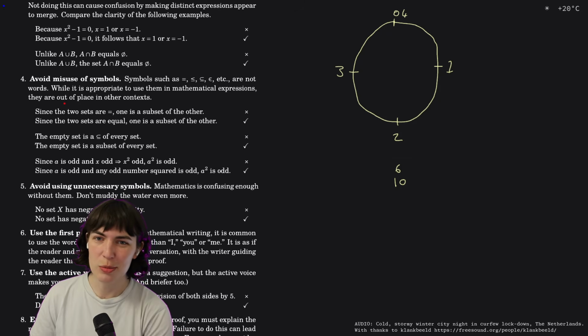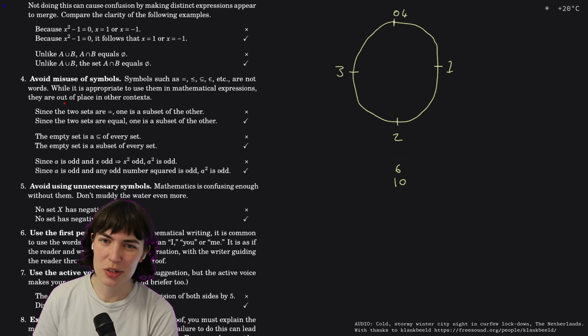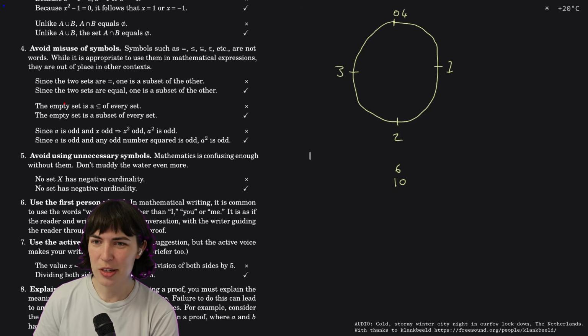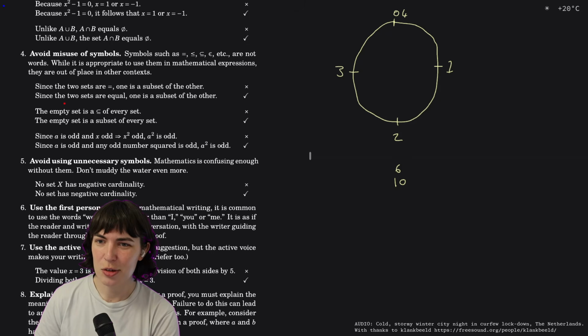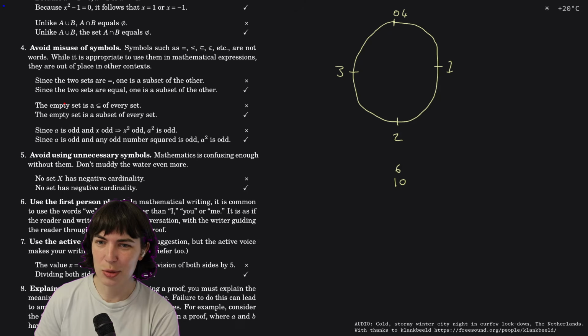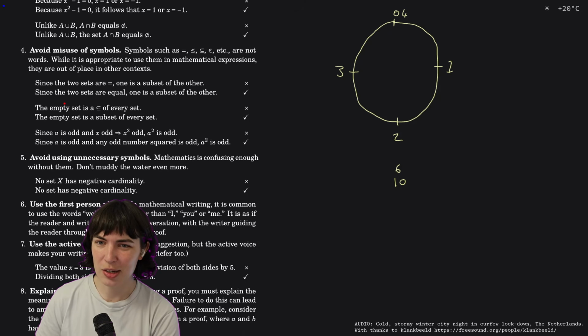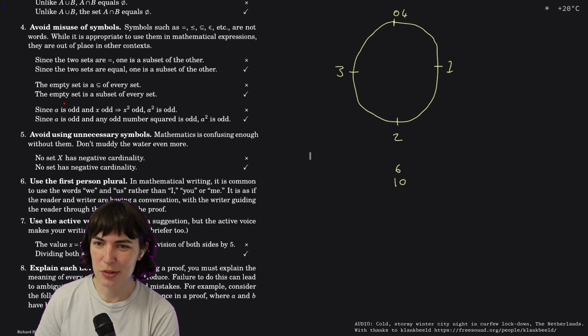Avoid misuse of symbols. Symbols such as equals, less than or equals, subset of, element of, etc. are not words. While it is appropriate to use them in mathematical expressions, they are out of place in other contexts. Since the two sets are equals symbol, one is a subset of the other. Okay, fine. Yeah, fine. That I don't think I would find myself doing that.